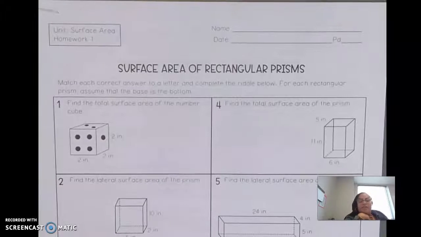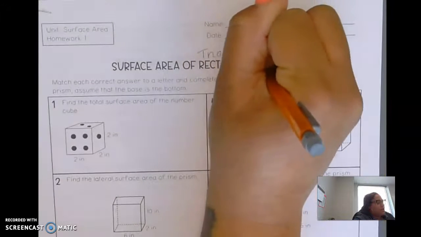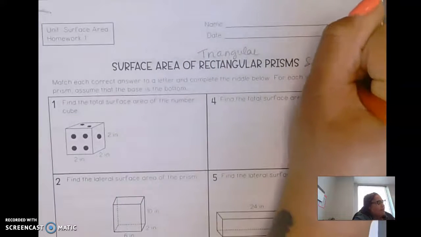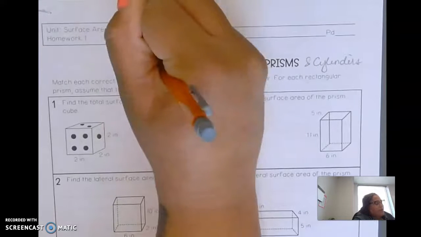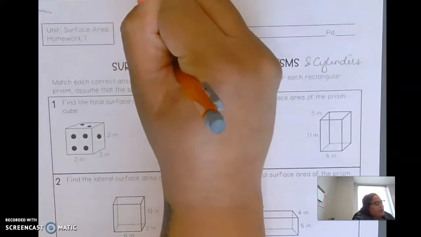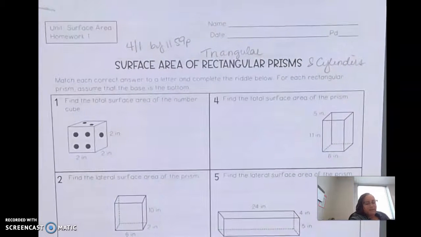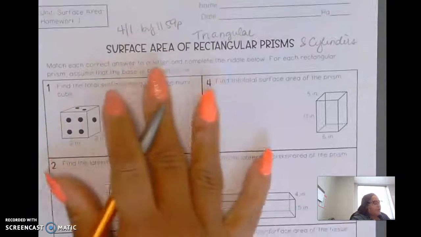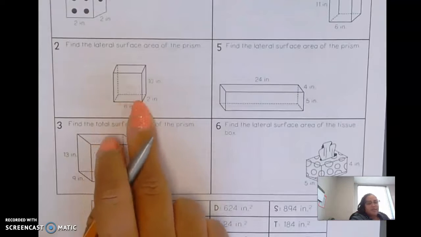I am giving you a little bit of guidance on completing your surface area of rectangular prisms, triangular prisms, and cylinders homework. This is due in Skyward by April 1st at 11:59 p.m. It has just been uploaded, and I'm trying to give you a little bit of guidance on completing it. So for these first 6 questions, we are going to assume that the bottom rectangle is the base.